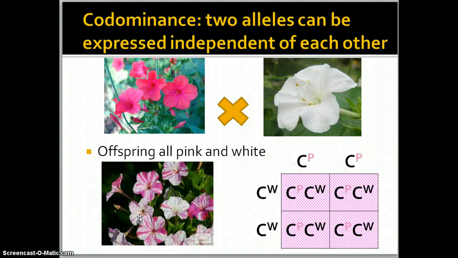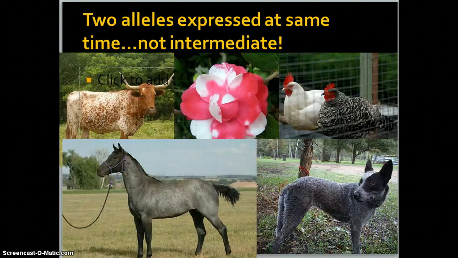So just a reminder of what codominance is. It means that you're expressing two alleles at the exact same time. So two alleles can be expressed independent of each other. So expressing pink and white at exactly the same time. Note that whenever we do a codominance problem that you want to use the same gene. So in this case, I'm using C's, okay, and I'm using superscripts to denote different alleles. That's going to be really important when we talk about blood type.